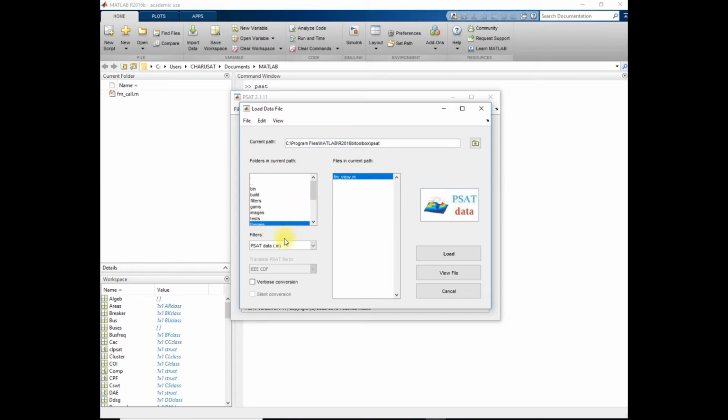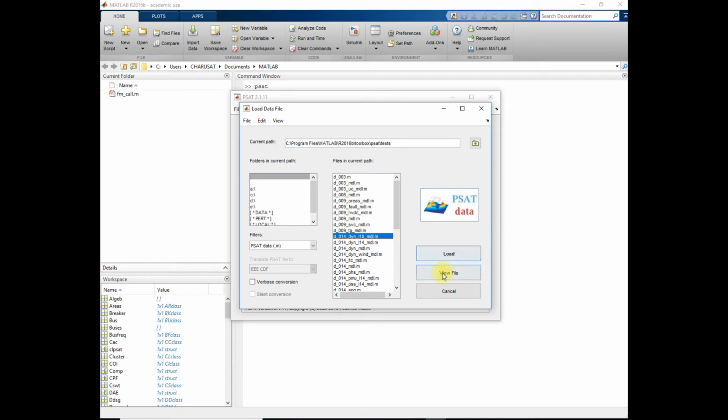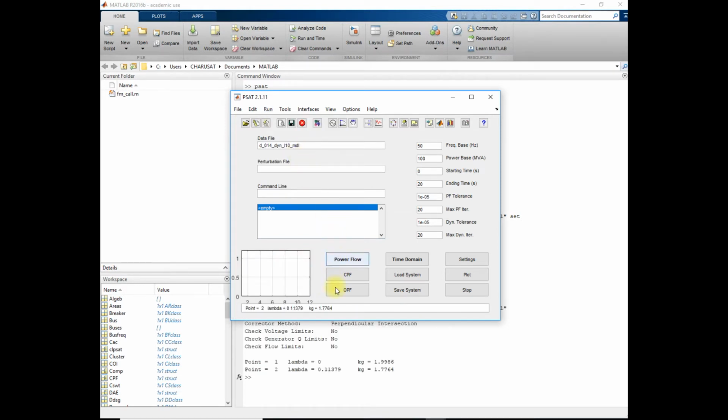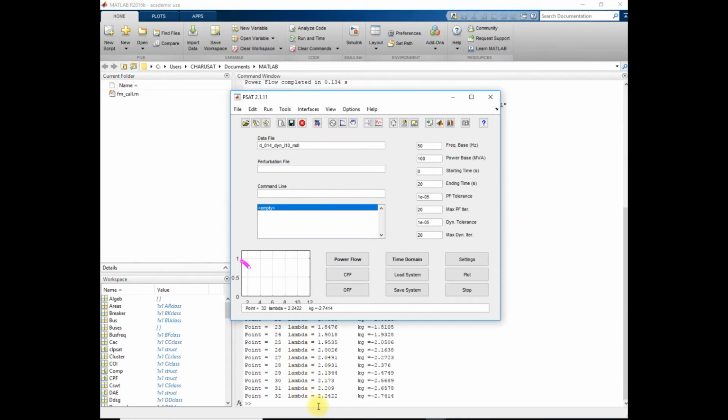For that, you go into this PSAT test, and you can see that the IEEE 14 bus dynamic model is given here. First you can view this file or you can load this model directly. Here I load this model and you can see that it comes here. Then run the continuous power flow. You can see that the simulation is run, and the graph is already plotted based on the simulation.